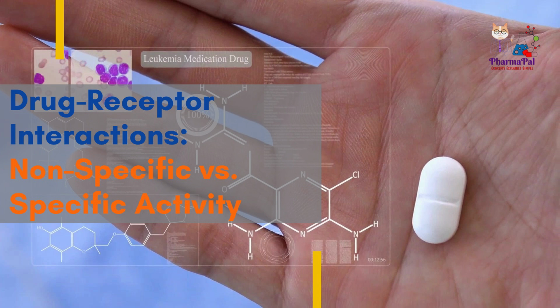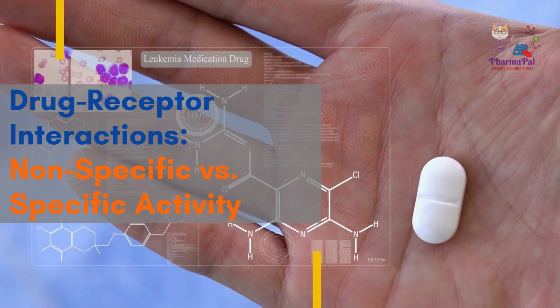On the other hand, we have nonspecific interactions. These don't target a specific receptor but rather affect various physiological processes. For instance, some general anesthetics can interact with multiple receptors, leading to sedation without a precise target. Now, let's discuss two key terms, affinity and efficacy.